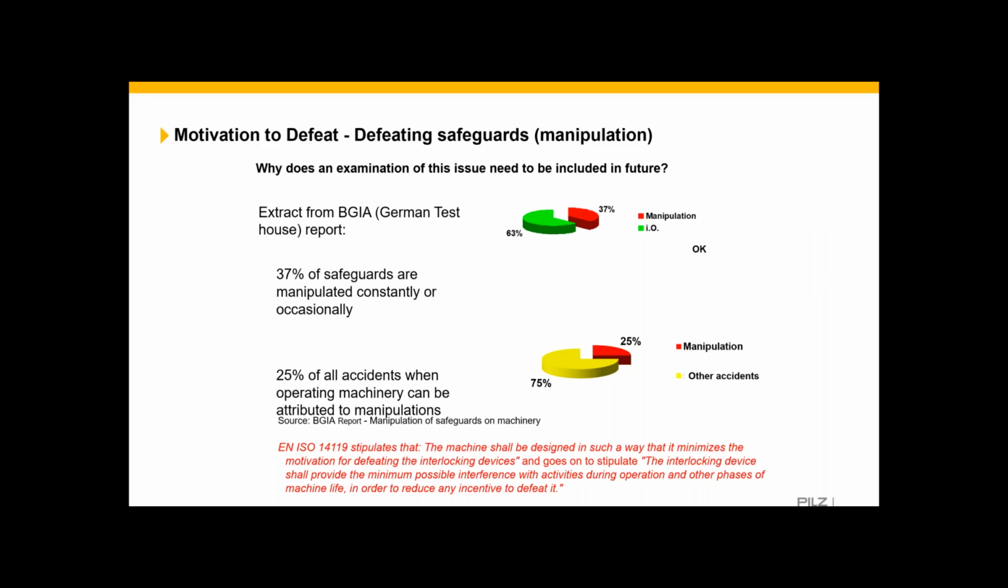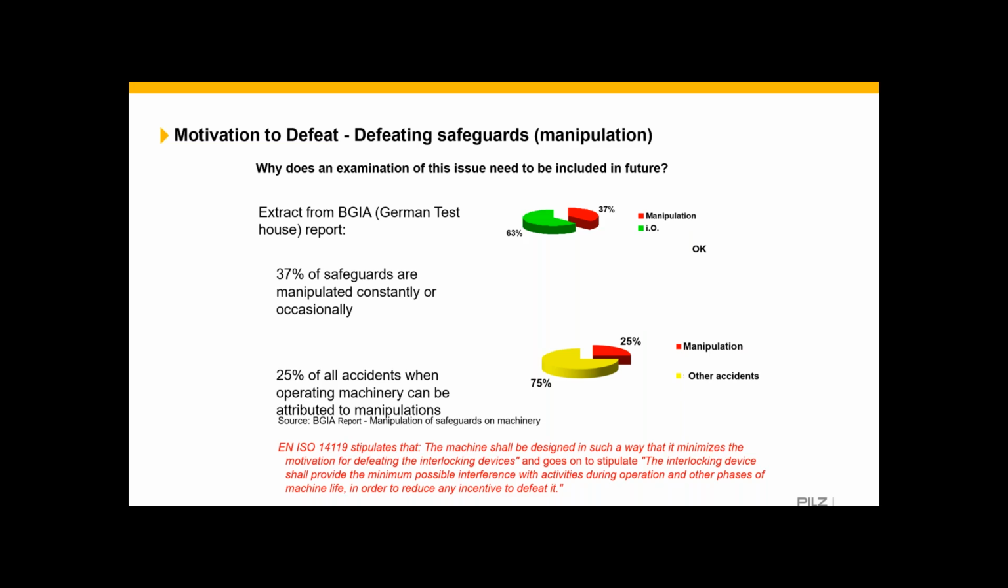So let's look at motivation to defeat. Why do we need to look at this? Well, some may have seen this. A report was carried out via our German colleagues, and its findings were that 37% of safeguards are manipulated either constantly or occasionally, and that 25% of all accidents when operating machinery can be attributed to manipulation. So a quarter of all machinery operating accidents were caused by manipulation.